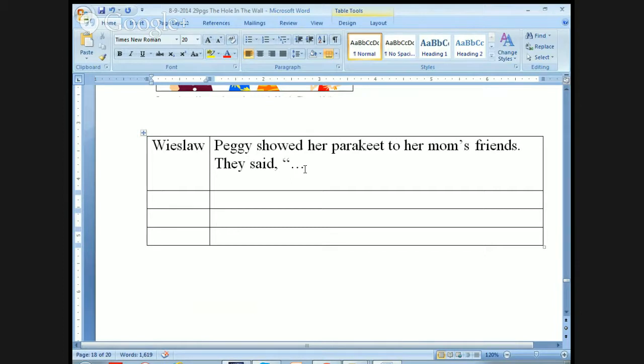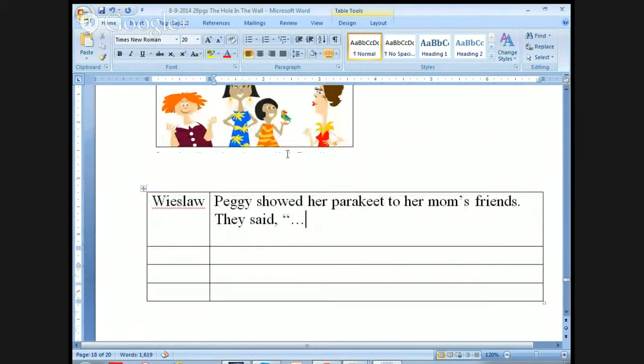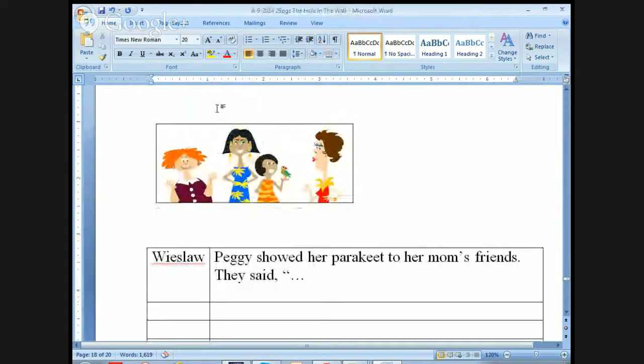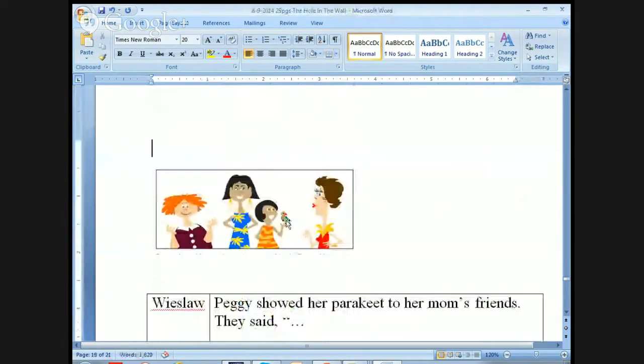1, 2. Sorry, what does parakeet mean? 3. A parakeet. This is a little bird. Okay. That's a parakeet right there. It's like a parrot, teacher. Yeah, like a parrot. Okay.